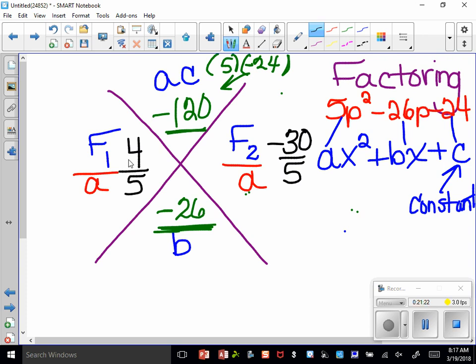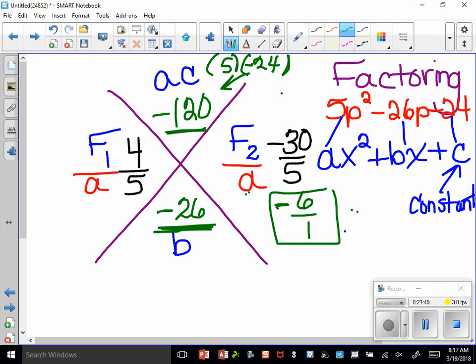Okay. And then you reduce if you can't. I cannot reduce 4/5, but can I reduce negative 30 over 5? Yes, I can reduce that to negative 6 over 1. You have to have two numbers, so you can't just reduce it to negative 6. You got to say negative 6 over 1. You got to have two numbers at all times.